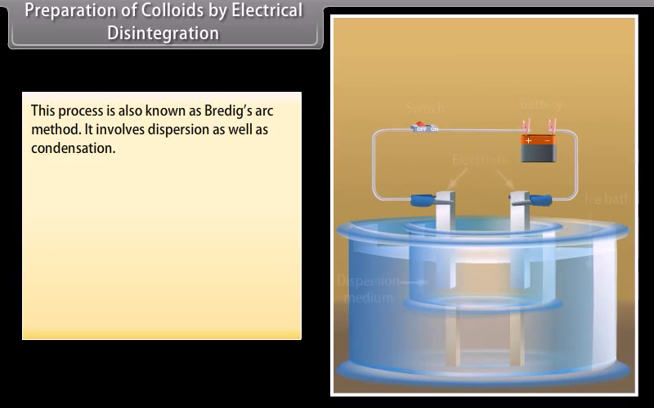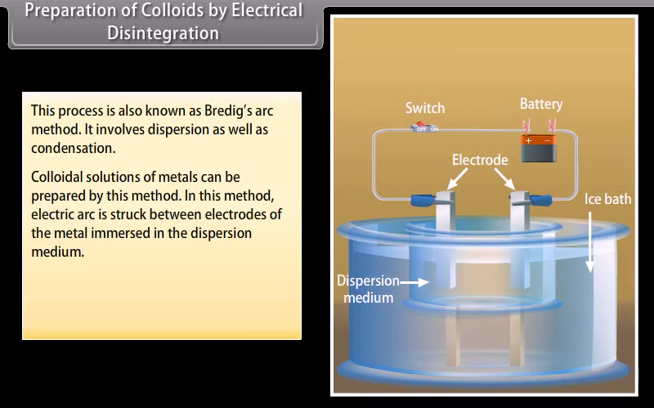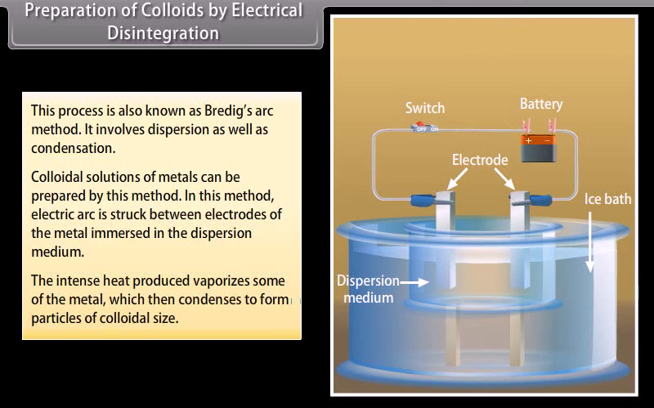Preparation of colloids by electrical disintegration. This process is also known as Bredig's arc method. It involves dispersion as well as condensation. Colloidal solutions of metals can be prepared by this method. In this method, an electric arc is struck between electrodes of the metal immersed in the dispersion medium. The intense heat produced vaporizes some of the metal, which then condenses to form particles of colloidal size.